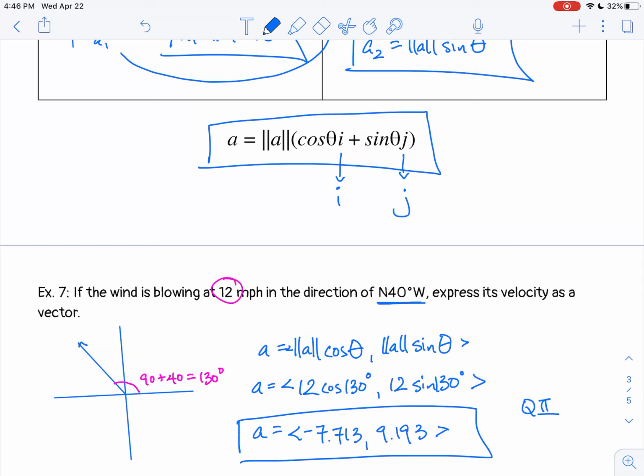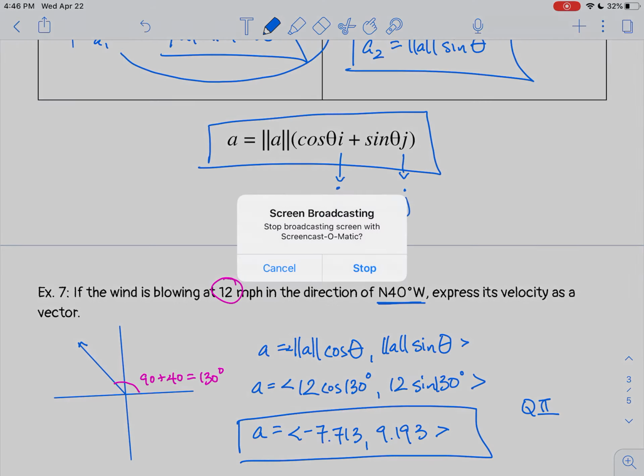So we're going to go ahead and stop here for the second part of this video, and when we come back, we'll talk about the I and the J and that unit vector business.